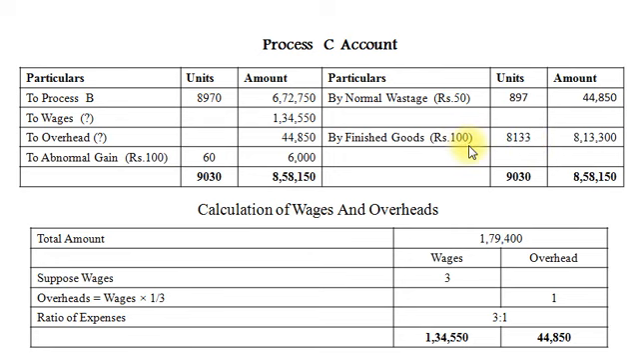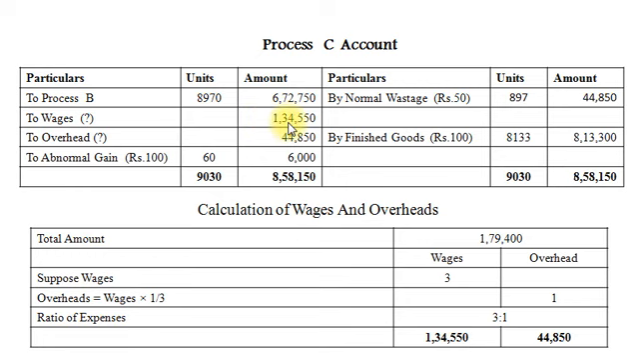My dear students, here you remember cost of abnormal gain is equal to cost of finished goods, that is 100 rupees per unit. So 8,13,300. And now by closing our process C account, we get balancing figure 1,79,400 rupees on debit side. It is nothing but our wages and overheads in the ratio 3:1. So wages amounts to 1,34,550 and overheads amount to 44,850 will be recorded in process C account on debit side as an expense.